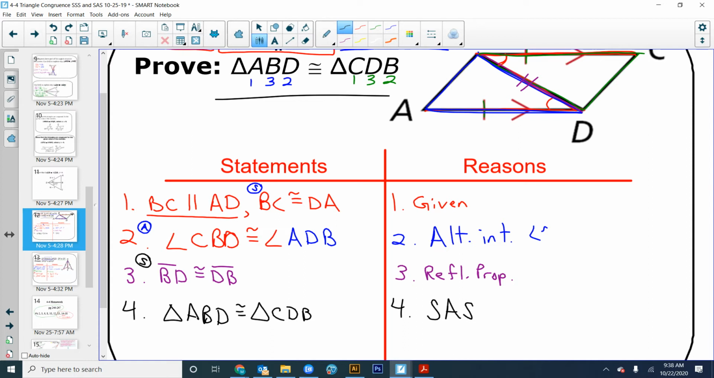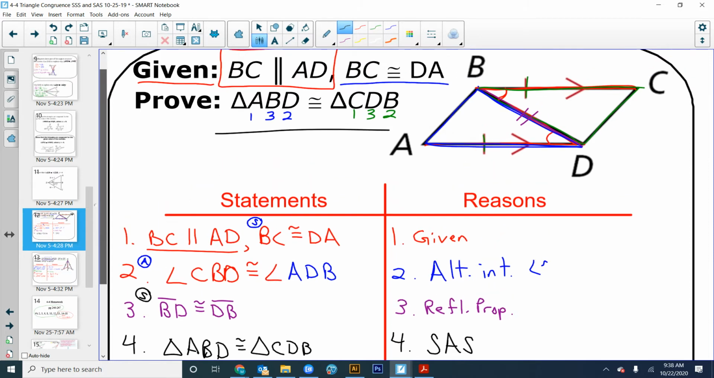Not so bad, right? So, things to look for. Parallel lines, you're going to use alternate interior. Shared side, you're going to use reflexive. What about if we see a bow tie or hourglass? Vertical angles, right? Look for those. And there's going to be another one coming up on the next slide.